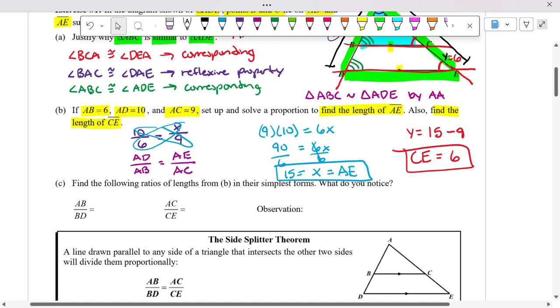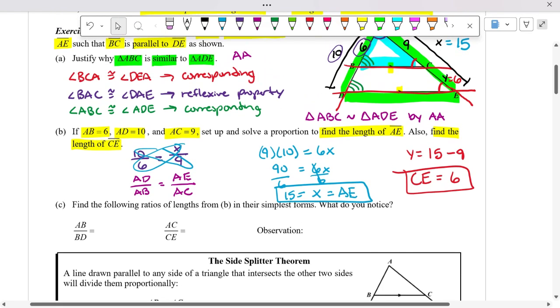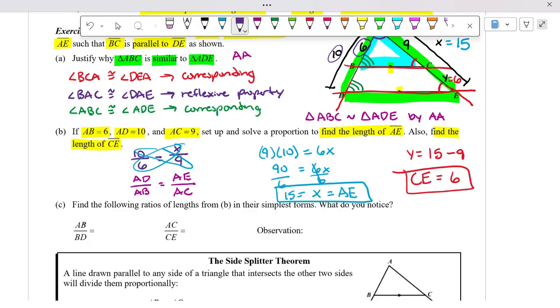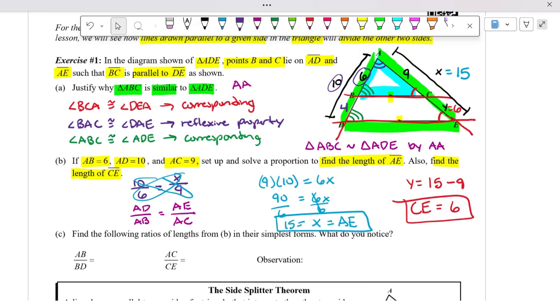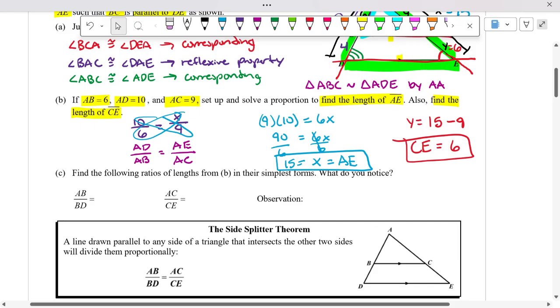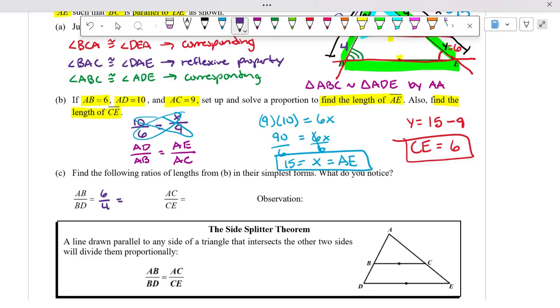All right. Now, what they want us to do now is to set up these other proportions. So first off, this first proportion, it's AB over BD. However, do we know what BD is yet on this triangle? No, but can we easily find it? Yeah. What is it? 10 minus 6. So BD's 4. So what's my proportion? 6 over 4. What does it simplify down to? 3 over 2. 3 halves.